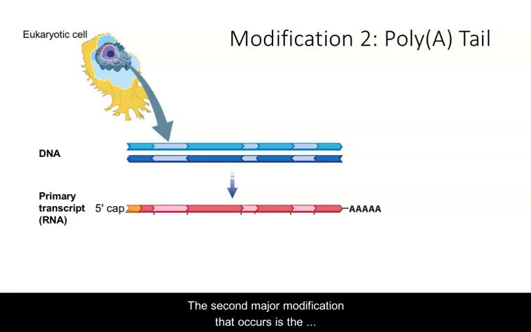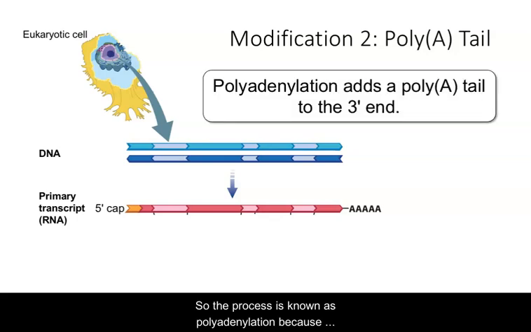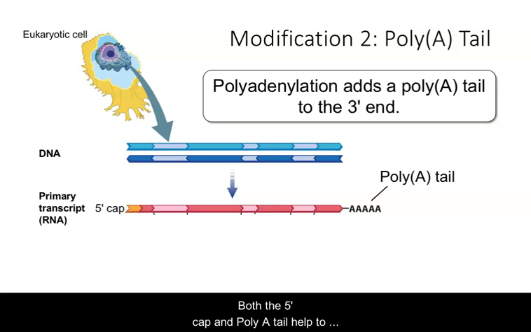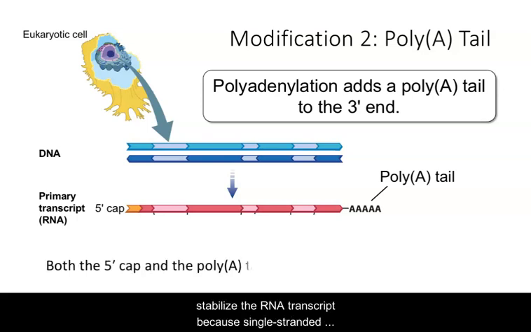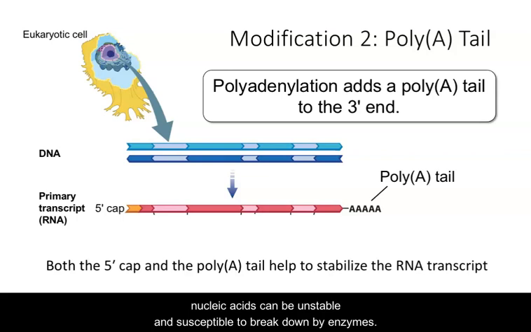The second major modification that occurs is the addition of about 250 consecutive adenines to the 3' end of the messenger RNA, and this is called the poly-A tail. So the process is known as polyadenylation because there's a lot of adenines being added, so poly means many. And this modification plays an important role in transcription termination, as well as the export of the messenger RNA to the cytoplasm of the cell. Both the 5' cap and the poly-A tail help to stabilize the RNA transcript because single-stranded nucleic acids can be unstable and susceptible to breakdown by enzymes.